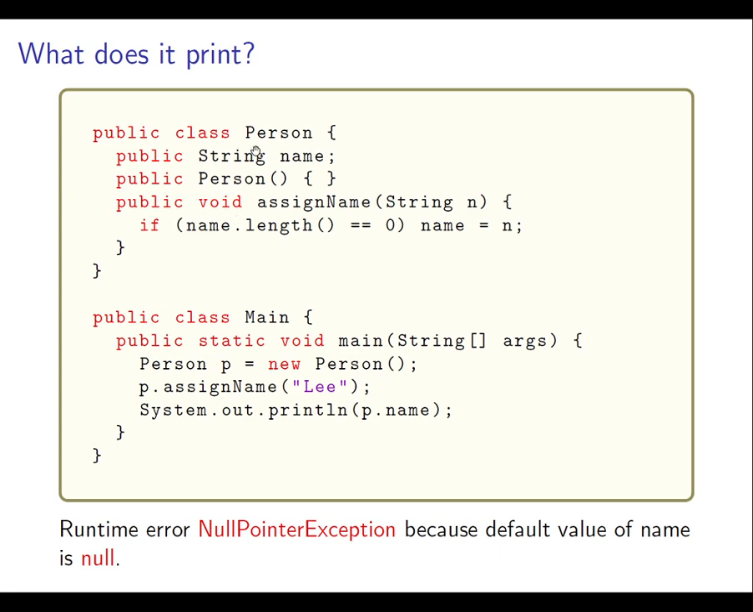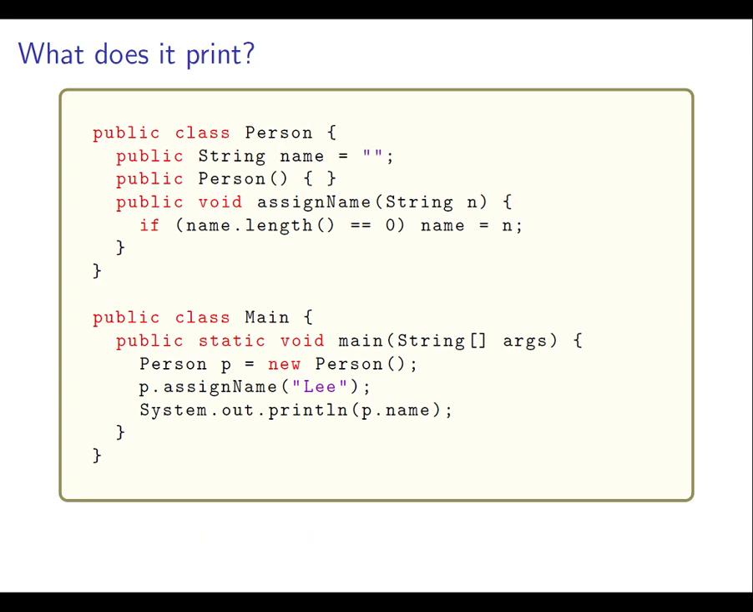Why? Because name is a string object which actually has the value null, and the value null cannot receive any messages. You'll get a null pointer exception if you ever try to send a message to a thing which is null. So that will not work. We won't ever even get to the print statement. We're going to see a few variants of this now and see which one's actually going to work.